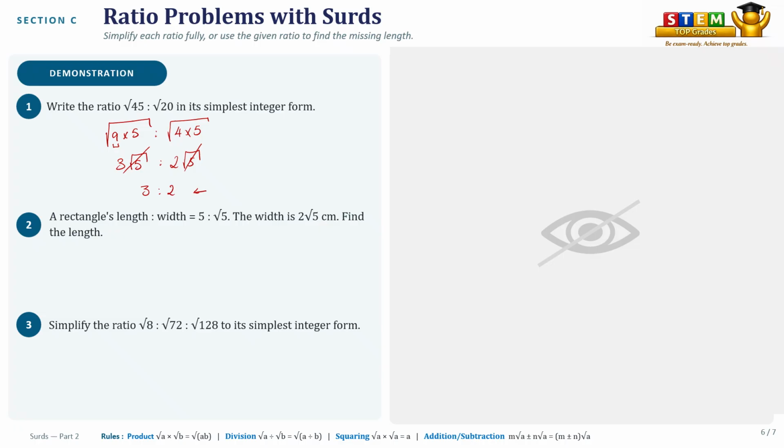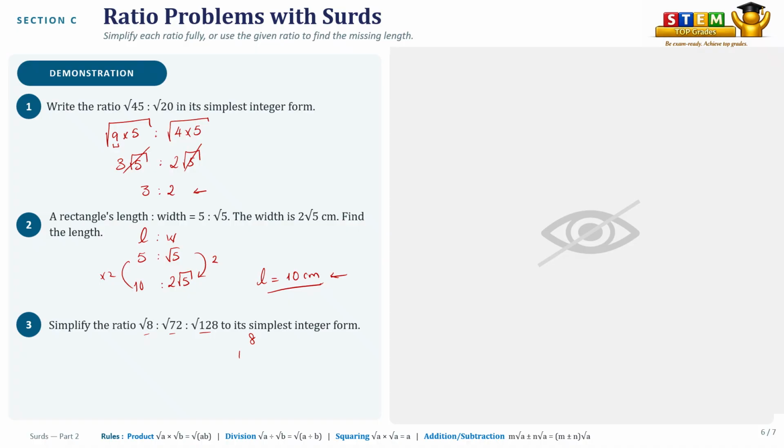A rectangle's length and width. So length is to width, 5 is to root 5. Now the width is 2 root 5. So we can see a multiplication factor of 2 here. So that means times 2. That gives you 10, just 10. Find the length. So the length now is 10 centimeters. That's the answer. Finally, you're going to simplify the ratio, and that's going to be 8, 72, 128.